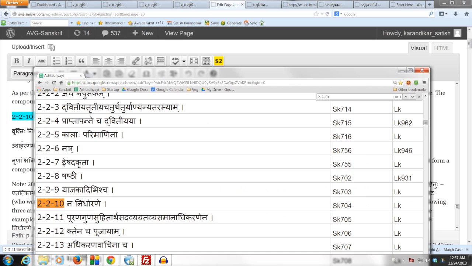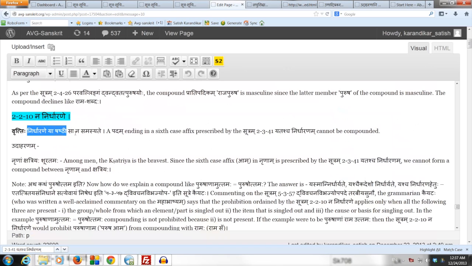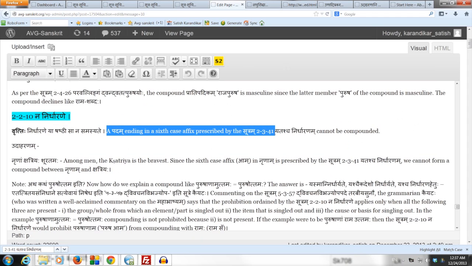Na nirdharane. The vritti simply says nirdharane ya shashti sa na samasyate, meaning that a padam ending in a sixth case affix prescribed by the Sutram 2-3-41 yatascha nirdharanam cannot be compounded.